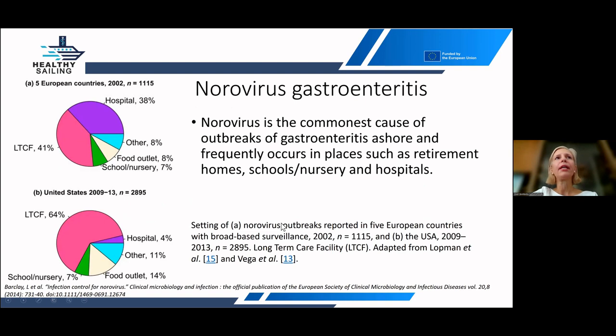Cruise ships have the reputation that they are hotspots, let's say, for norovirus, but this is not true if we compare the frequency in other land-based settings. Here we can see that outbreaks are most frequently reported in hospitals and in long-term care facilities for elderly people, and less often at schools and nurseries, and less often, of course, on cruise ships.